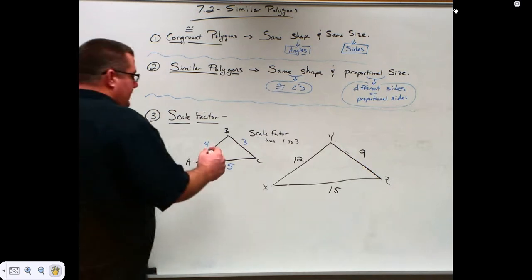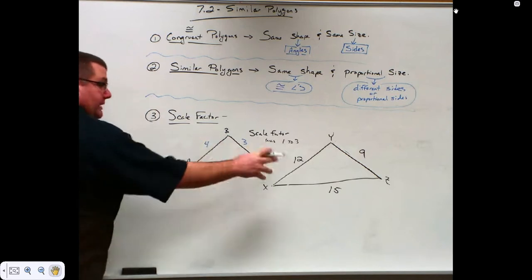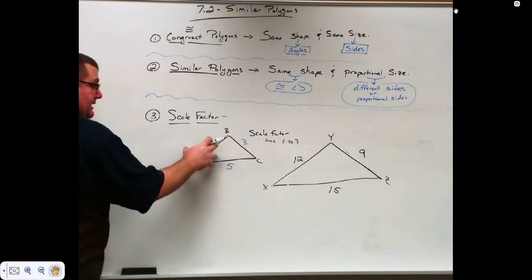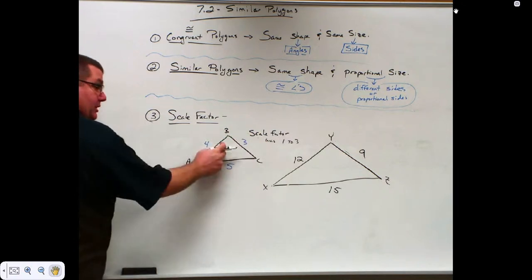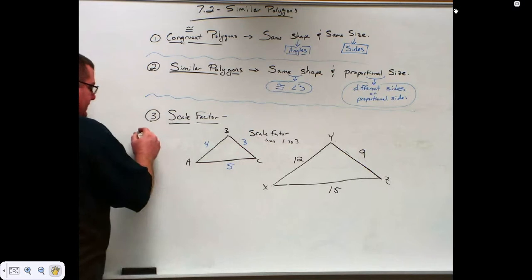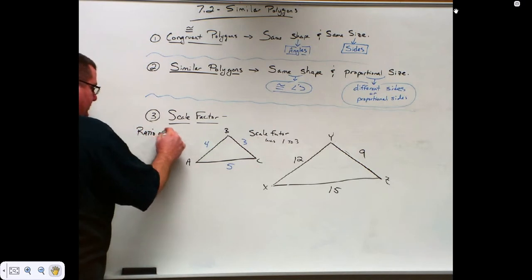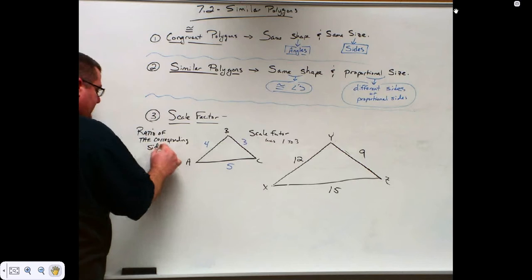How do we find that scale factor? Well, scale factor can either be from smaller to bigger or what? Bigger to smaller. This time, when I say 1 to 3, I talked about it from what? Smaller to what? So let's look at the sides. Let's look at the ratio of the, I'm going to say corresponding sides. Can you guys tell me what you get when you do that?